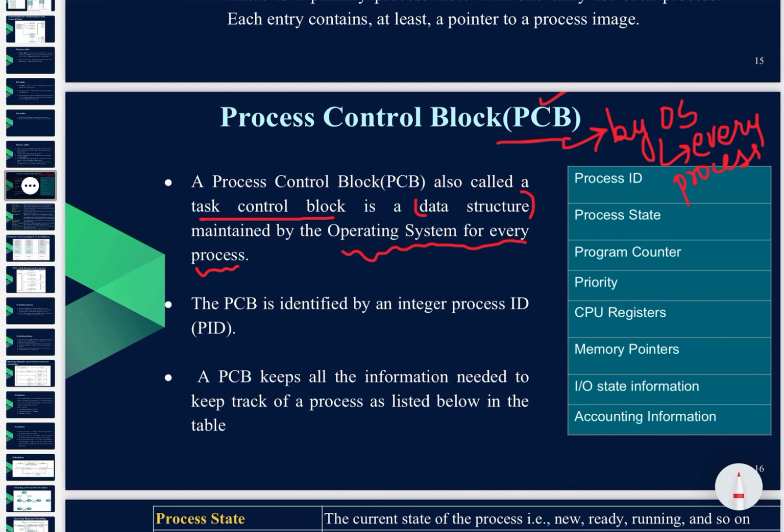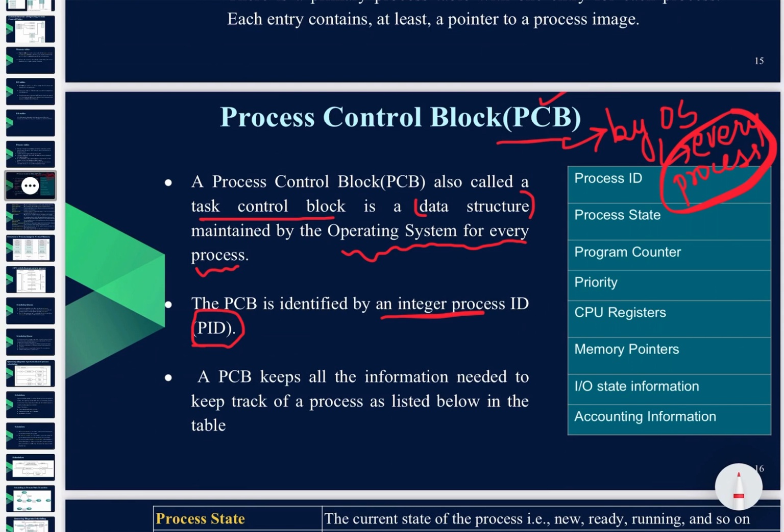The PCB is identified by an integer process ID, PID. So what is PID? PID is an integer process ID. A PCB keeps all the information needed to keep track of a process, as listed below in the table. So a PCB has all the information of a process to keep track of it. Therefore, the OS gives every process this PCB.